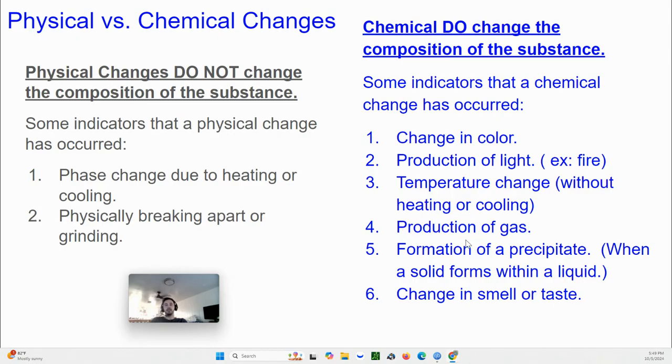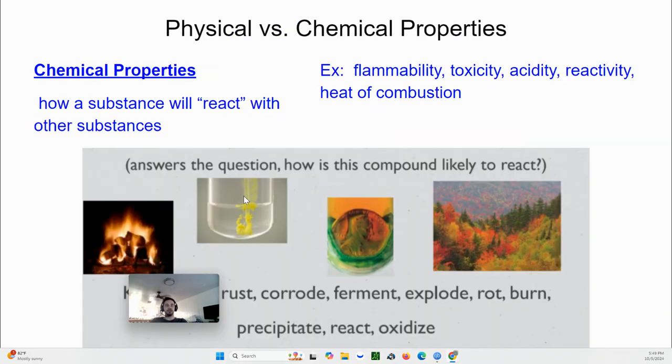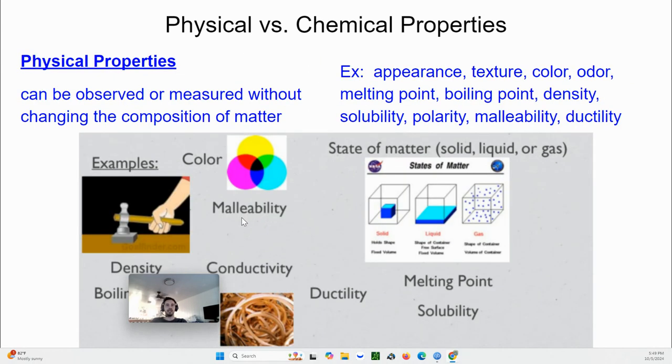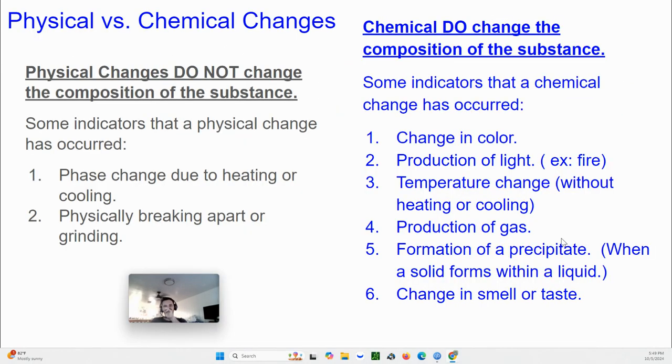The next one is formation of a precipitate. This is when a solid forms within a liquid. This is actually an example right here. This test tube has some liquid in it, and then you pour other liquid into it, and as you pour the liquid, it turns solid. There's a solid yellow substance forming in it, and that is called a precipitate. So when a solid forms in a liquid.